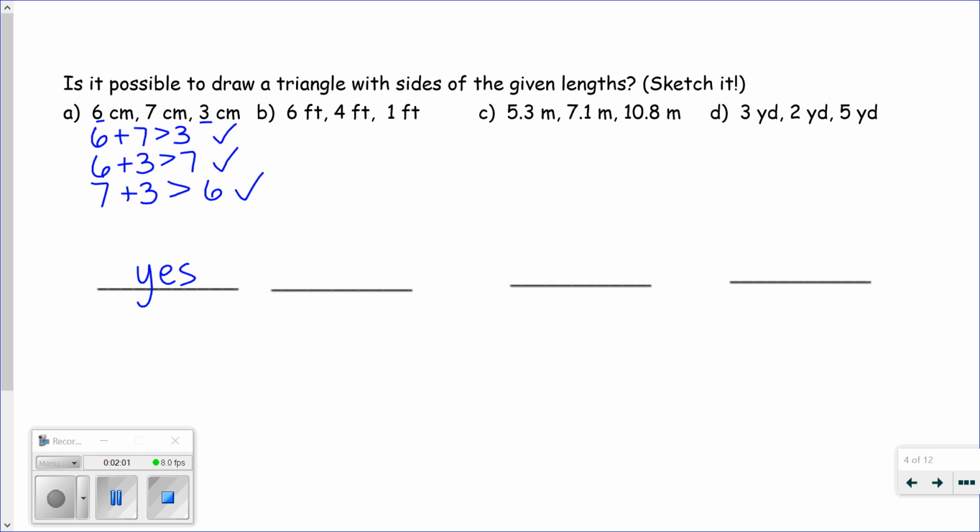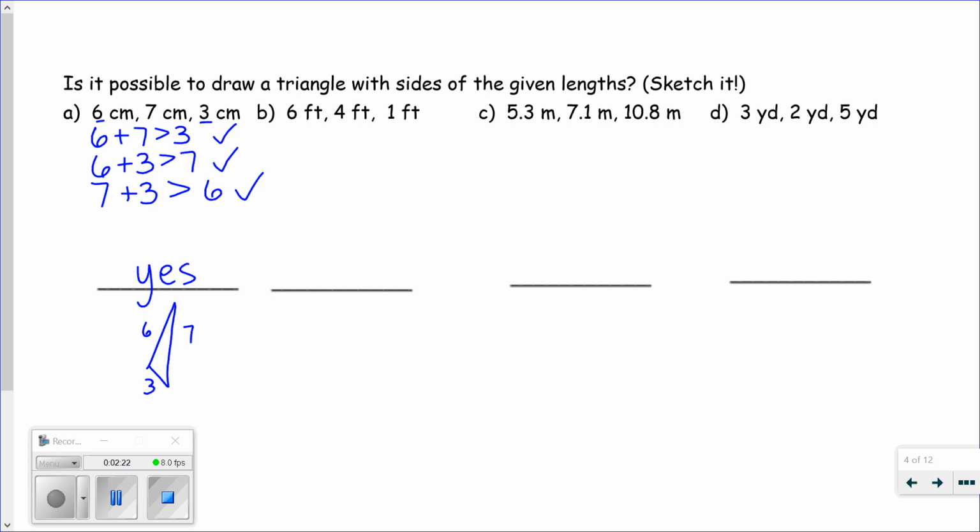Okay, if I want to sketch this, I'm just going to say 6 plus 7, so that's a little bit longer, and maybe that doesn't really look real good, does it? How about 6, 7, and 3? So that triangle works. Well, let's try the same thing with this one.